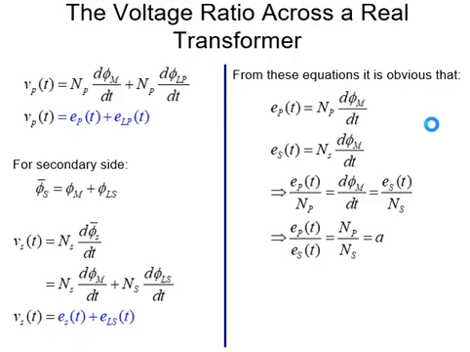In this case, we can say that d/dt of mutual flux is equal to EP(t) over NP and ES(t) over NS. But we know that EP over ES is equal to NP over NS, which are equal to the transformation ratio A.